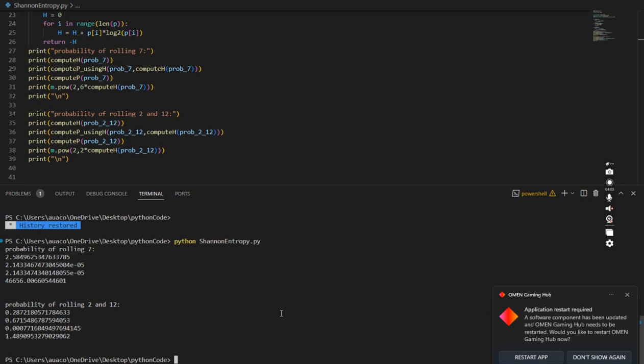And then rolling a 2 and 12, it has a low H, a high probability. And then we look at the basic way of computing probability. Rolling a 7 is very similar. Rolling 2 and 12 for H probability and p probability is very different.